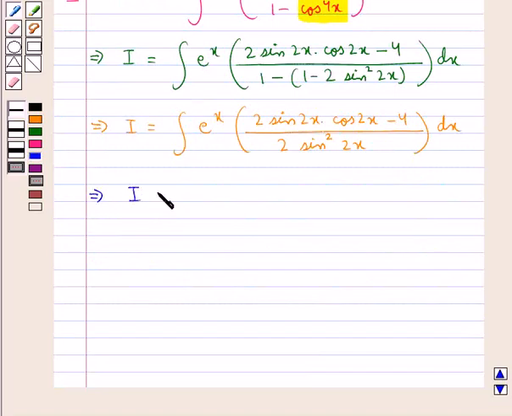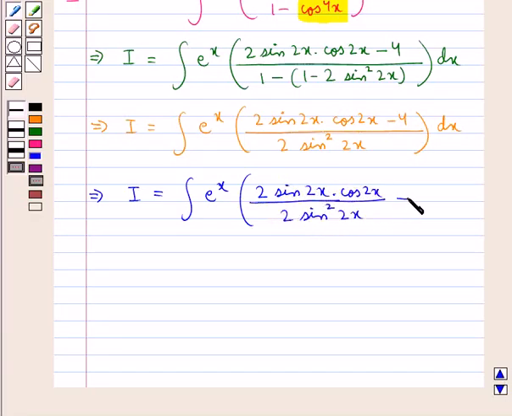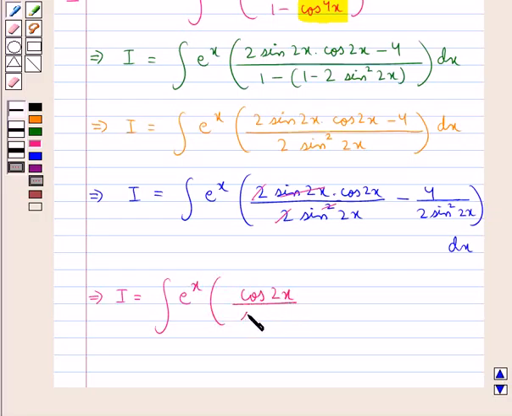Now, further we can write I equal to integral e to the power x into 2 sin 2x into cos 2x upon 2 sin square 2x minus 4 upon 2 sin square 2x the whole dx. Now here 2 cancels with 2, sin 2x cancels with sin 2x, and so we have I is equal to integral of e to the power x into cos 2x upon sin 2x minus, now here 2 times 2 is 4, so here we have 2 upon sin square 2x the whole dx.